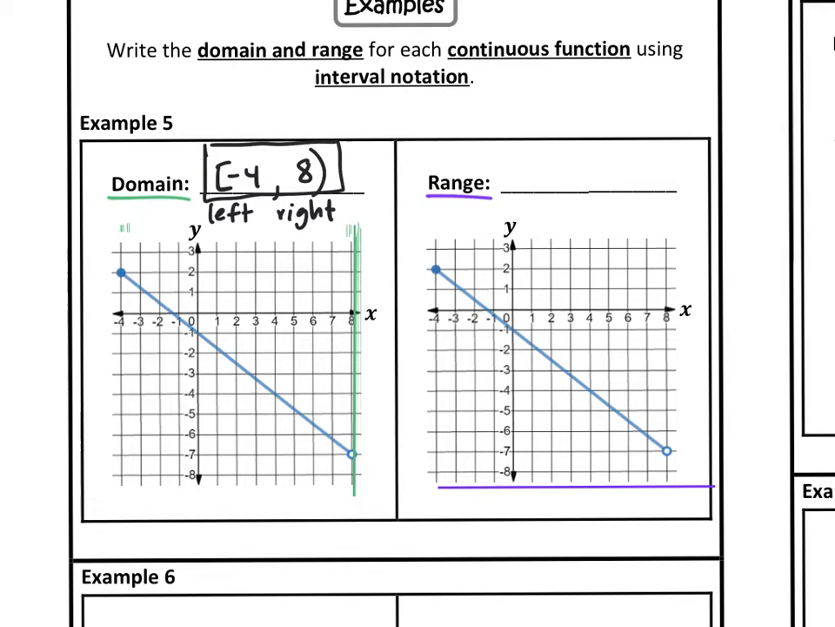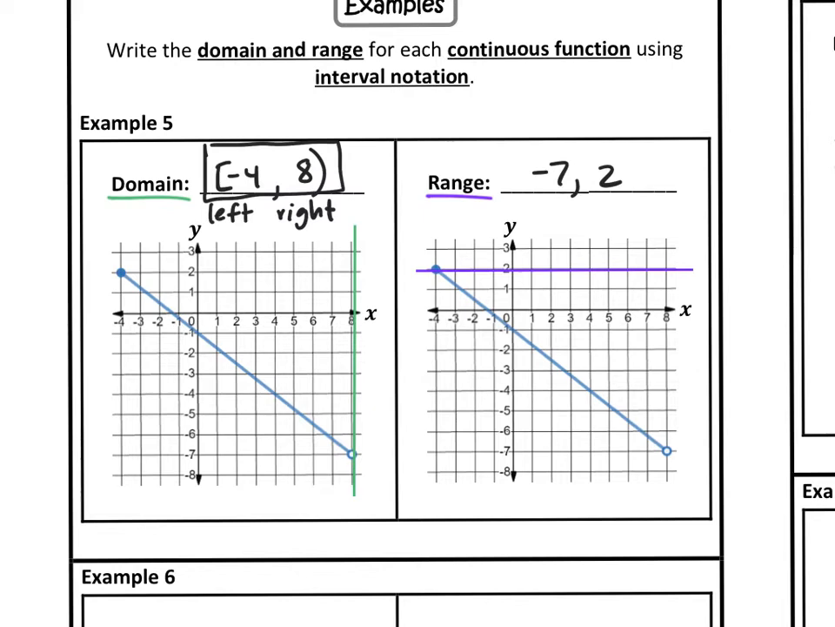Okay, now let's look at range. Range, we're going to be scanning from bottom to top. So as I'm approaching the graph from the bottom, I make contact at this value here. It's at -7. Comma. And then where do I go? I'm scanning. And the last point that I make contact with the graph is at y = 2.